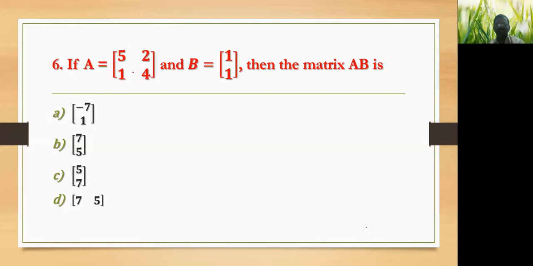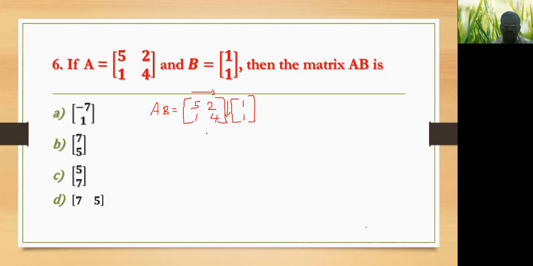Question number 6: A equals [5, 2; 1, 4], B is [1; 1], then the matrix AB is. Generally, we write AB completely: [5, 2; 1, 4] into [1; 1]. So first, you just go with the regular method, that is first row and first column.